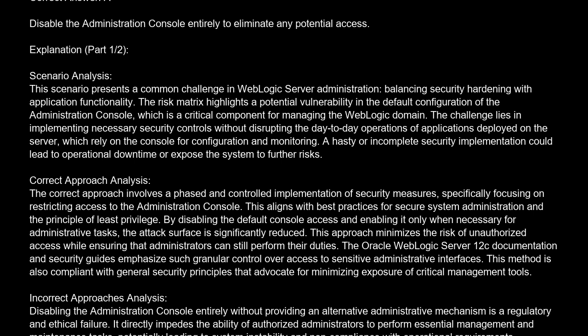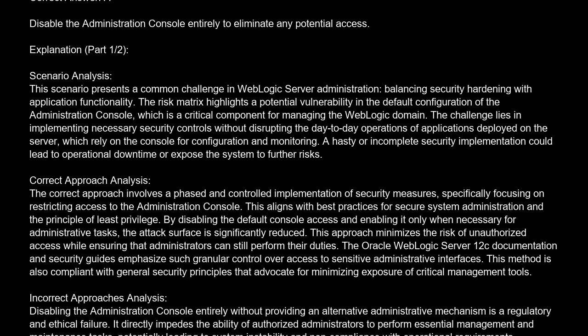Correct approach analysis. The correct approach involves a phased and controlled implementation of security measures, specifically focusing on restricting access to the administration console. This aligns with best practices for secure system administration and the principle of least privilege. By disabling the default console access and enabling it only when necessary for administrative tasks, the attack surface is significantly reduced. This approach minimizes the risk of unauthorized access while ensuring that administrators can still perform their duties.